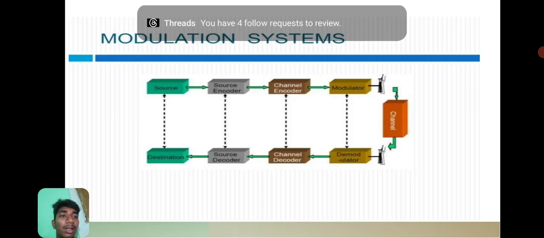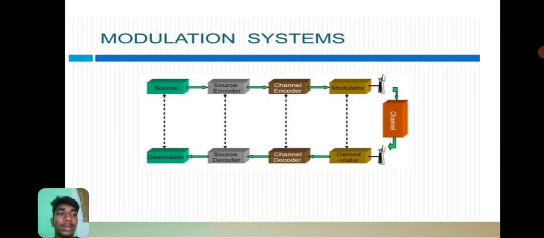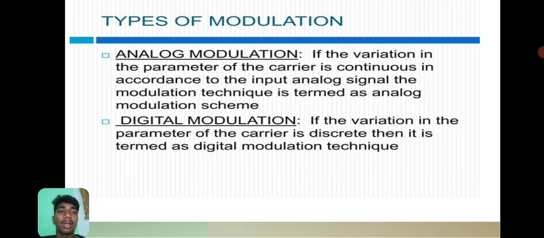Next, demodulator, channel decoder, source decoder, destination. Types of modulation: analog modulation and digital modulation. Analog modulation: if the variation in the parameters of the carrier is continuous in accordance with the input analog signal, the modulation technique is termed an analog modulation scheme. Digital modulation: if the variation in the parameters of the carrier is discrete, then it is termed a digital modulation technique.